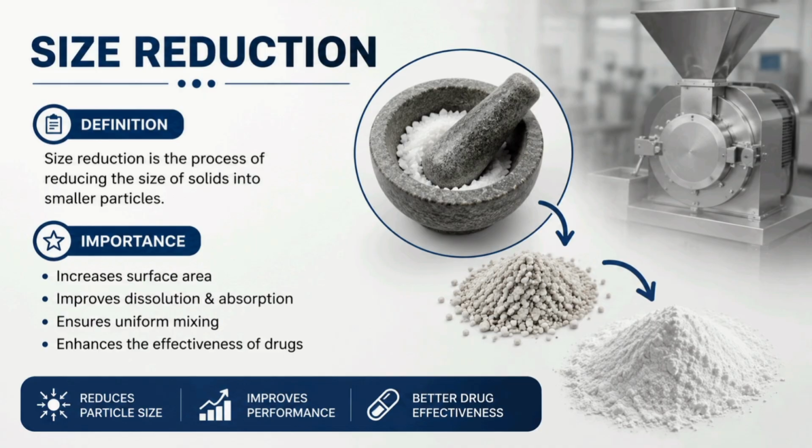A real-life example is grinding coffee beans into a fine coffee powder. That is one example of size reduction. And a pharmacy example is reducing paracetamol crystals into a fine powder for tablet preparation, and like that, other preparations also. So let us see the objectives of size reduction.